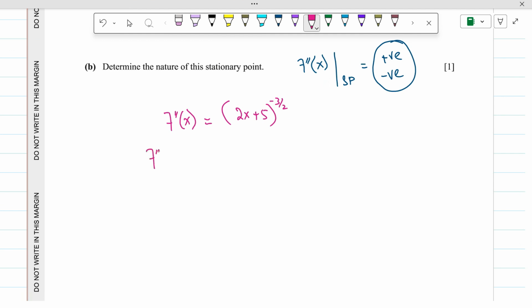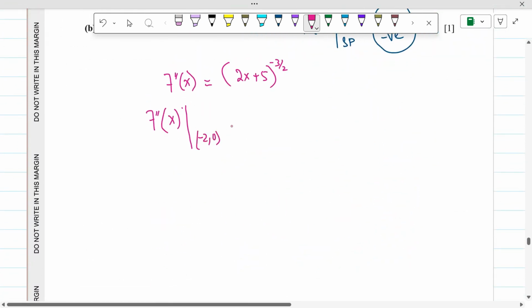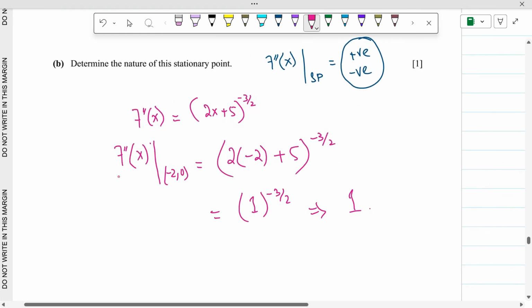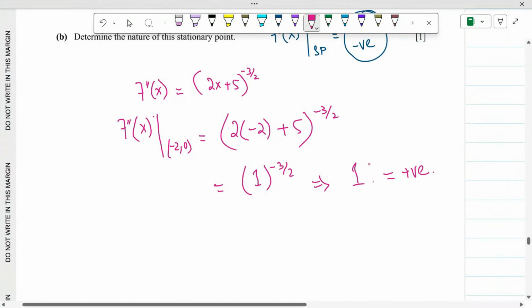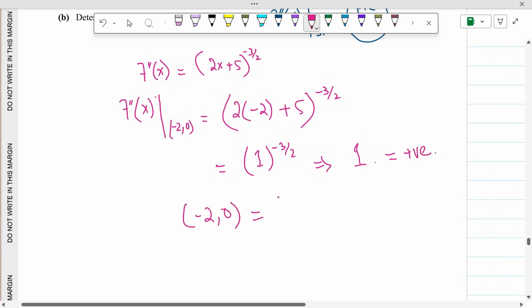Plugging in the stationary point, which is (negative 2, 0), this one is equal to (2 times the x coordinate negative 2, so 2 times negative 2 plus 5) to the power negative 3 over 2. So this one is equal to 1 to the power negative 3 over 2, which is also equal to 1. The second derivative of the curve at the stationary point is positive. So if the second derivative at the stationary point is positive, the point (negative 2, 0) is a minima, or minimum point.